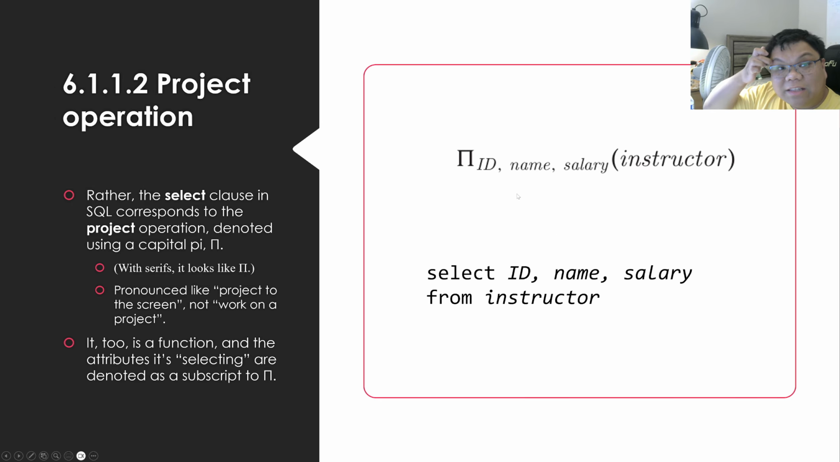So project just selects the columns of a relation. It's like the attributes of a relation. So select ID, name, salary from instructor. That's just gonna return a relation that consists of all the attributes in the instructor relation, except for the department name, because there were 4 attributes in instructor: ID, name, salary, and department name. That just gives us a table that is more useful for payroll workers.